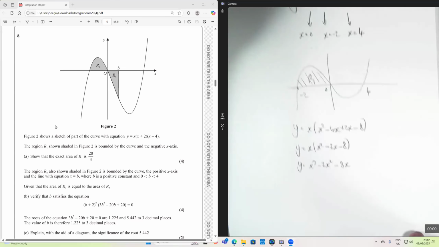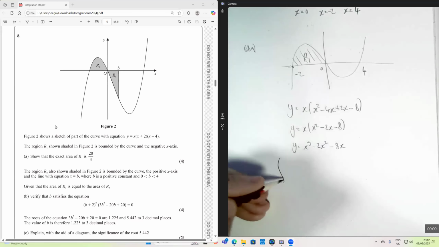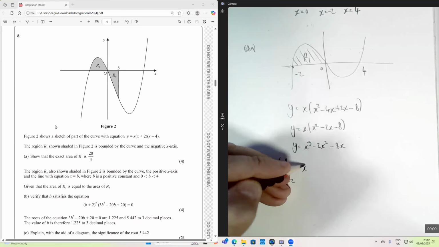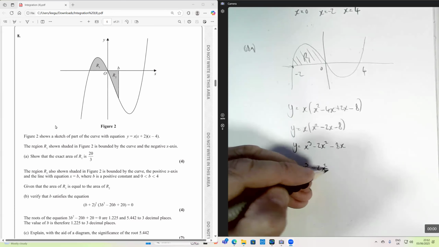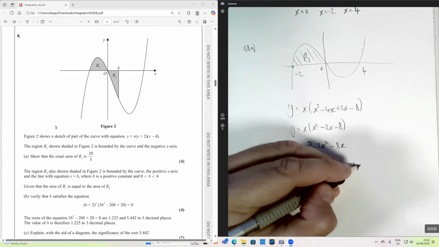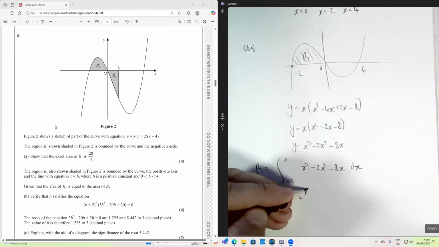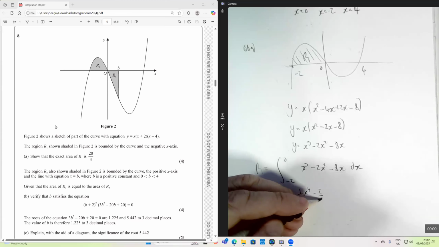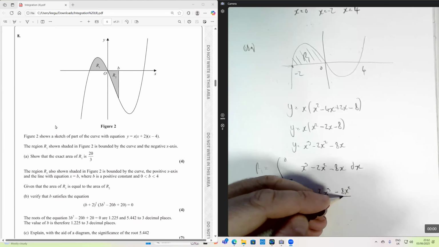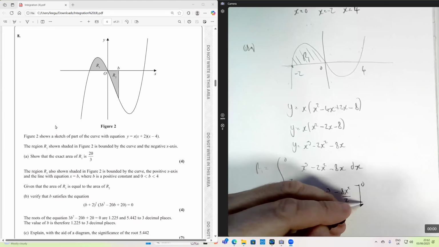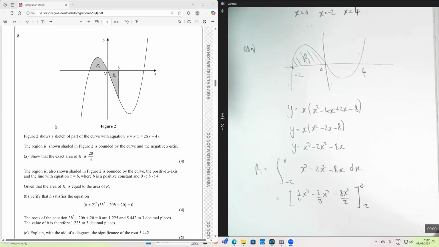So I'm going to integrate that cubic. This is question 8, and that's part A. I'm going to integrate this now between minus 2 and 0, so in order to find R1, the integral of x cubed minus 2x squared minus 8x dx. That's going to go to raise the power by 1 divided by the new power: a quarter x to the 4th minus 2/3 x cubed minus 8x squared over 2, between 0 and minus 2. Okay, so that's what we're going to evaluate.